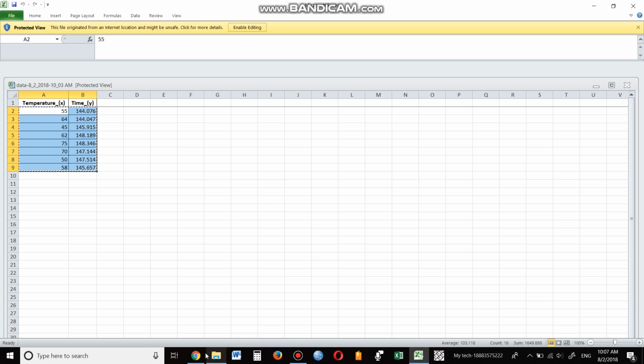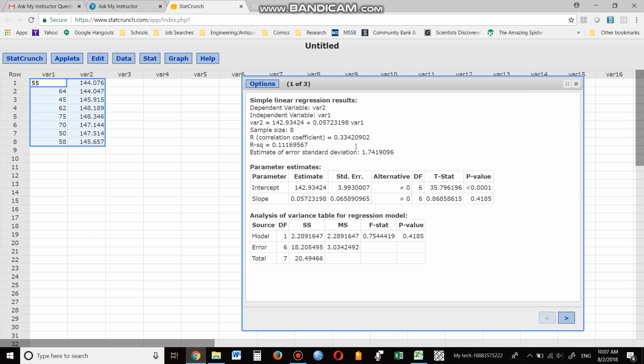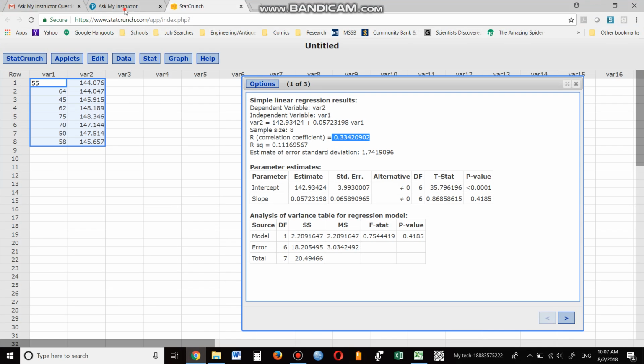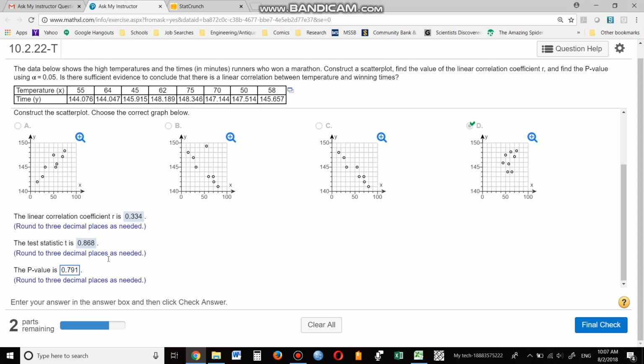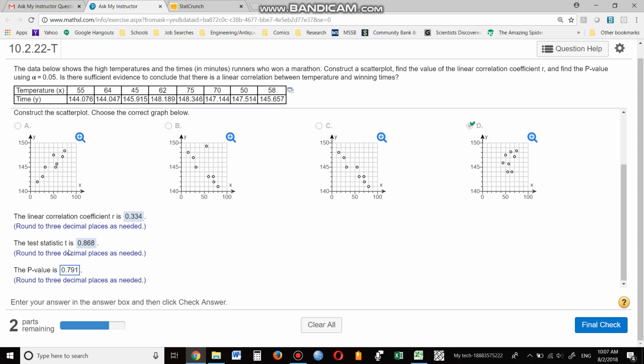What is the correlation coefficient? Well, that is just going to be right here on page 1. So here's my correlation right here, 0.334. And what is the test statistic? Well, the test statistic is going to be the value of the t-stat associated with the slope, which is 0.86858615. Notice the p-value is very big, 0.4185, which I believe is the next question.